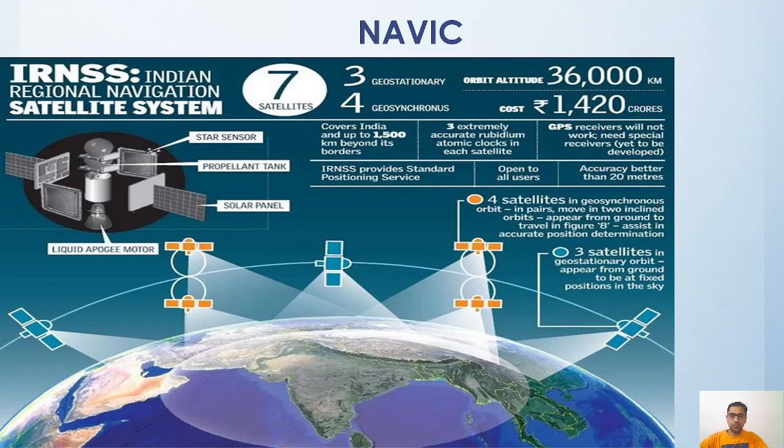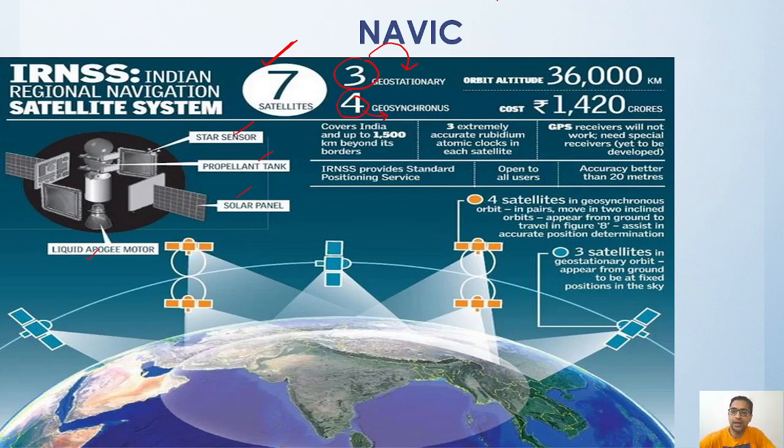So it is visible from here that we have a 7 satellite constellation, called the Indian Regional Navigation Satellite System. We have 3 satellites in a geostationary orbit, and 4 satellites in a geosynchronous orbit, based on the type of applicability and functioning. Here in this satellite you can see a star sensor, a propellant tank, solar panels, and liquid apogee motors. These satellites will be catering to our regional positioning system.